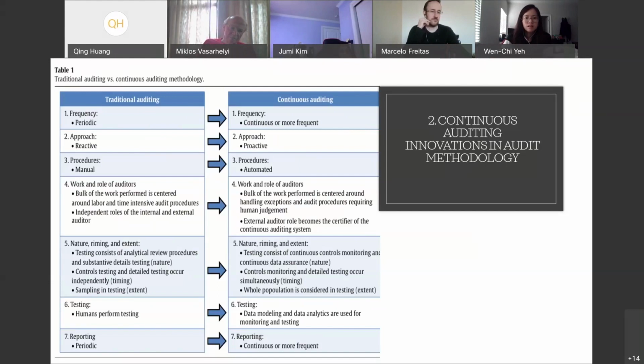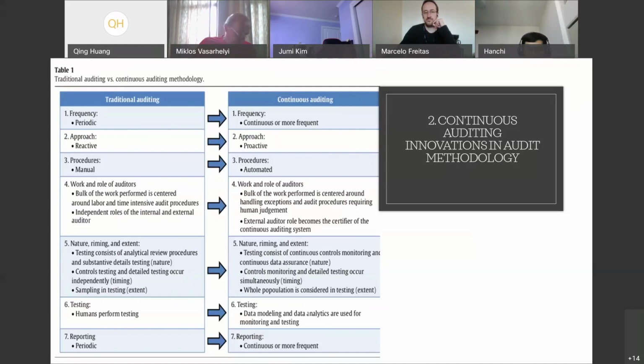The next one is about the nature, timing, and extent of the testing. In a traditional audit, manual internal control and substantive detail testing are performed periodically, while in continuous auditing, automated continuous control monitoring and continuous data assurance are used. They are used to monitor and test violations and anomalies, which we call audit exceptions. As for timing, in the traditional audit, the internal control test occurs in the planning stage, while the substantive detail test occurs in the fieldwork stage of the audit. In continuous auditing, all these occur at the same time. As for sampling, we do sampling in the traditional audit, but we test the whole population in continuous auditing.